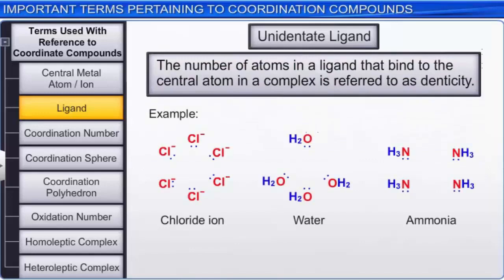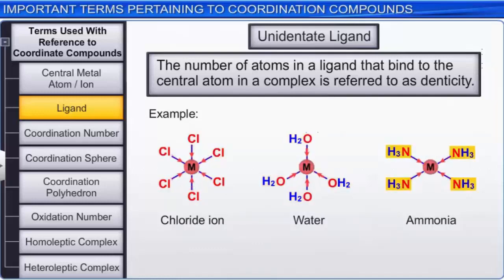The number of atoms in a ligand that bind to the central metal ion in a complex is referred to as denticity. Okay, so here some simple ligands are given. Chloride ion: in chloride ion there is a lone pair of electrons. So this acts as a unidentate ligand. That means only one pair of electrons can be donated by this chloride ion to the central metal ion.